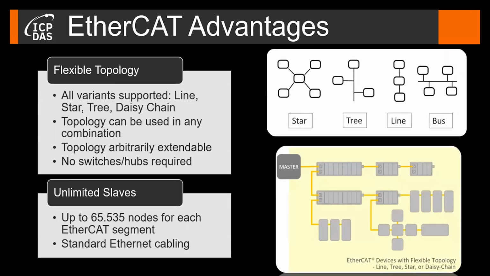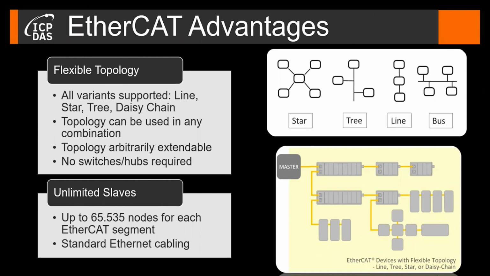EtherCAT is virtually limitless when it comes to network topology. Line, tree, star, ring topology, and any combination thereof are supported. An advantage of the flexible topology is that existing automation machines and equipment can be easily and flexibly extended.